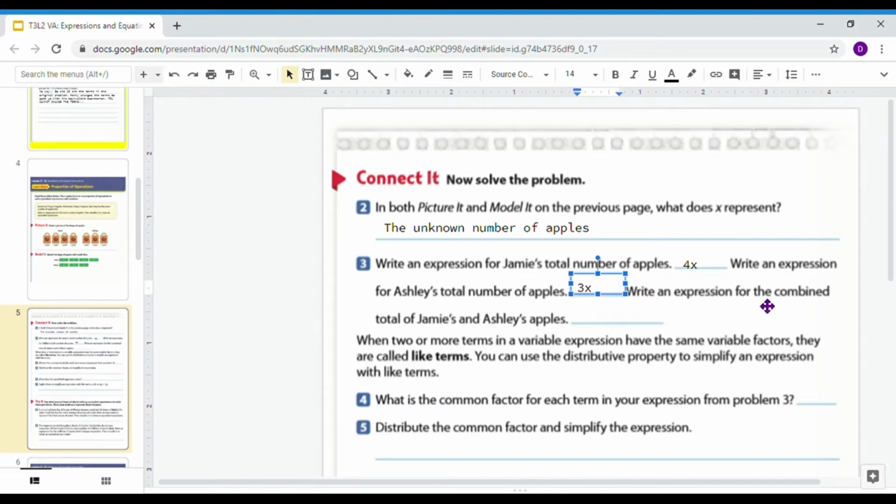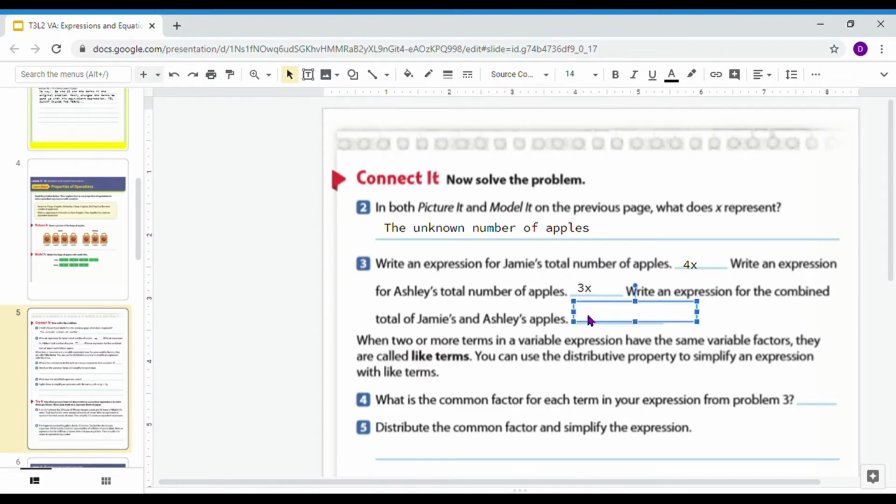Write an expression for the combined total of Jamie and Ashley's apples. If we wanted to know how many apples they had all together, we would have to add 4x and 3x together. 4x plus 3x would give us the total amount of apples that both Jamie and Ashley have all together.